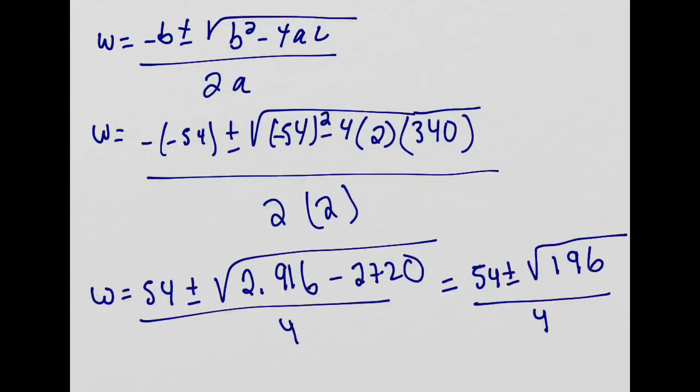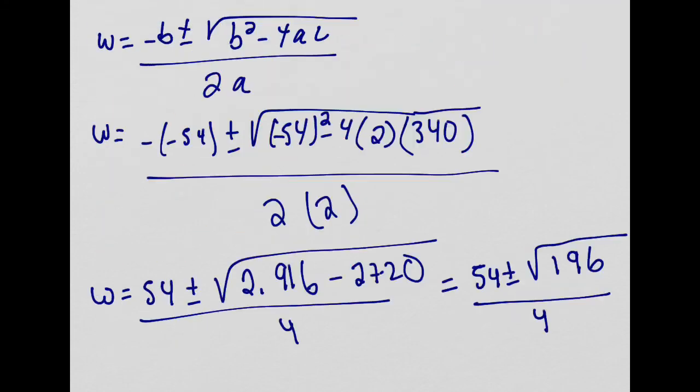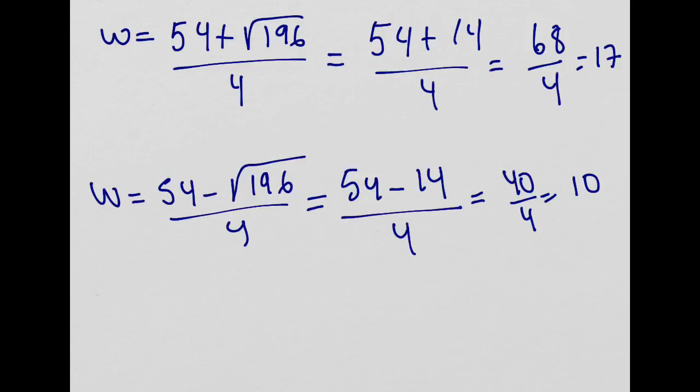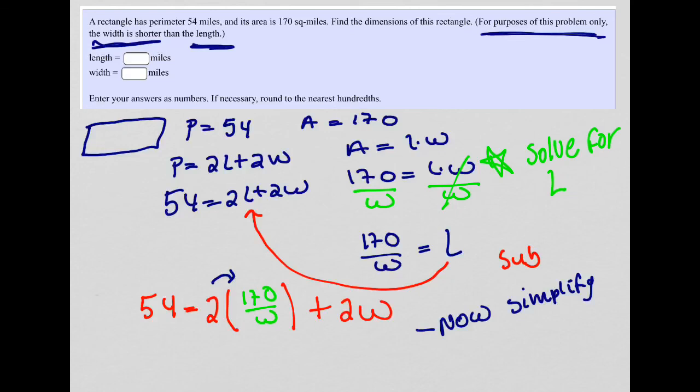And as the directions instructed, let's go back to the problem. It says, for the purpose of this problem, the width is the shortest length and the length is the largest, of course. So the width is shorter than the length. So we could say that the width is 10 and the length is 17. So let's go back and write that there. The width is 10 and the length is 17.